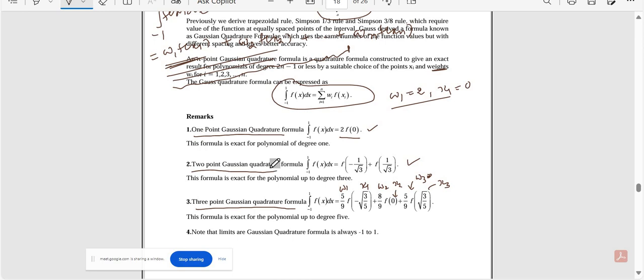Okay. So the main criterion to apply the Gaussian quadrature formula is that your limit must be from -1 to 1. If your limit is not in the proper form, then you have to convert your integration to the proper form and then apply our formulas. Okay, everybody? Done?